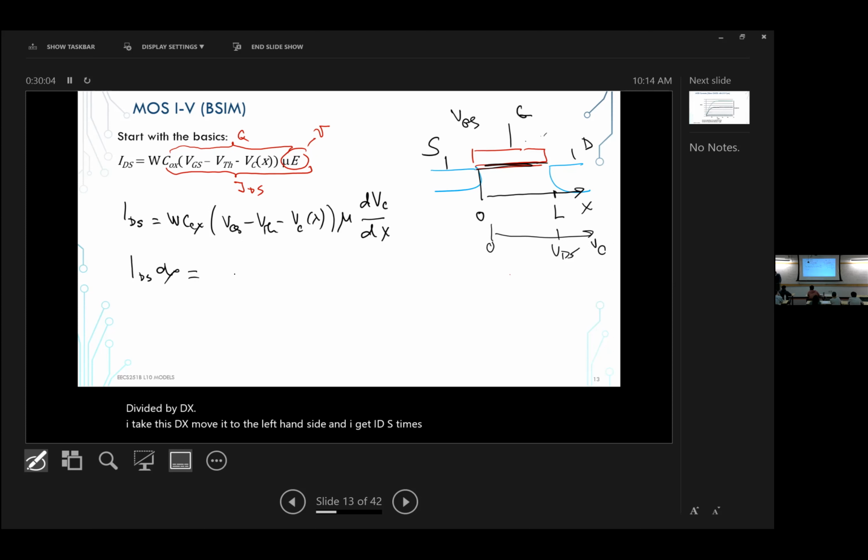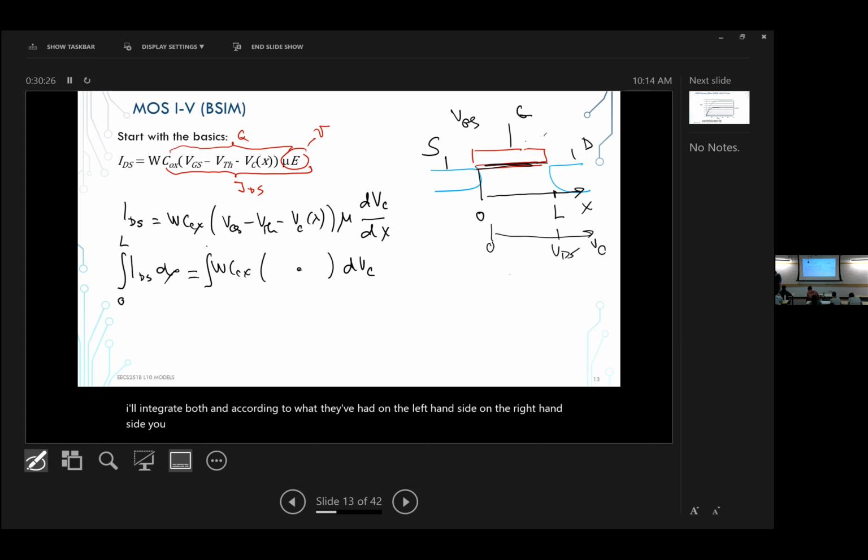W Cox times all of this times dVC. I'll integrate both, and according to what I have on the right-hand side, this will be integrated from 0 to L, and this would go from 0 to VDS. And I'll come up with an equation that everybody has seen before.